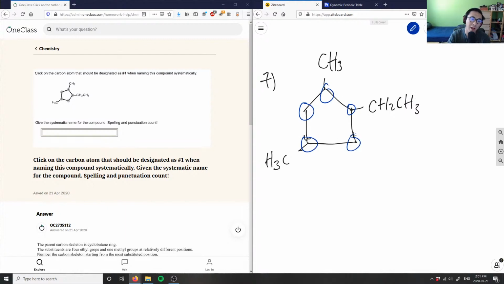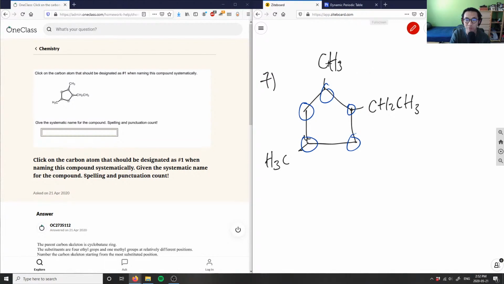Well, in this case, I'm looking at the parent chain here, which is simply a cyclopentane chain, right? So I have 5 of them here, which is actually, this here is false, right? So this is not a cyclobutane, it's actually a cyclopentane here. I have 5 carbons. And it says here, the carbon atom that should be designated as number 1 when naming the compound systematically. Well, I have to simply just look at my functional groups, right?